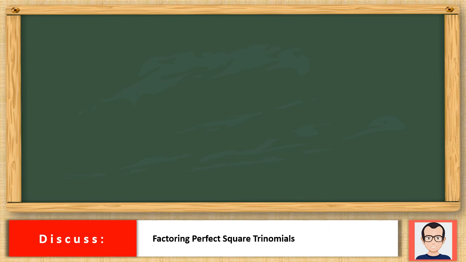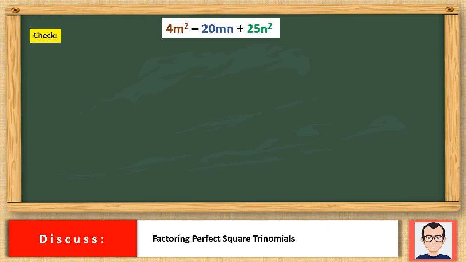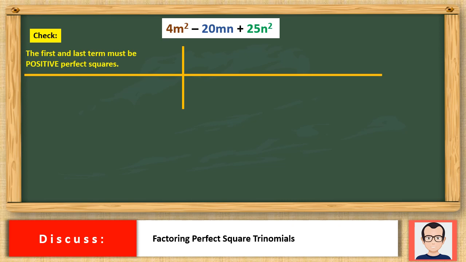The first consideration is that the first and last term must be positive perfect squares. They must not have any minus sign before them. The second consideration is that the middle term must be twice the product of the square root of the first and last term. Now, let's try our first example.